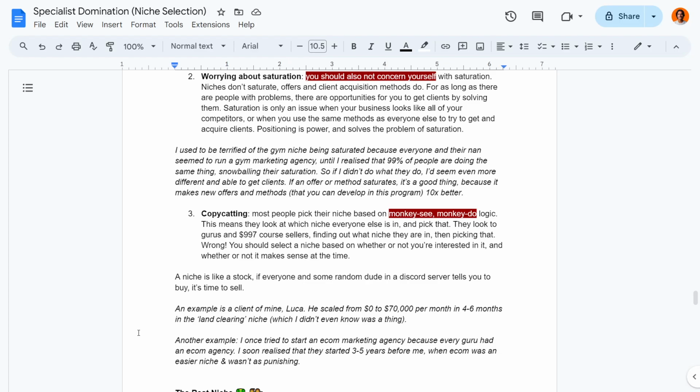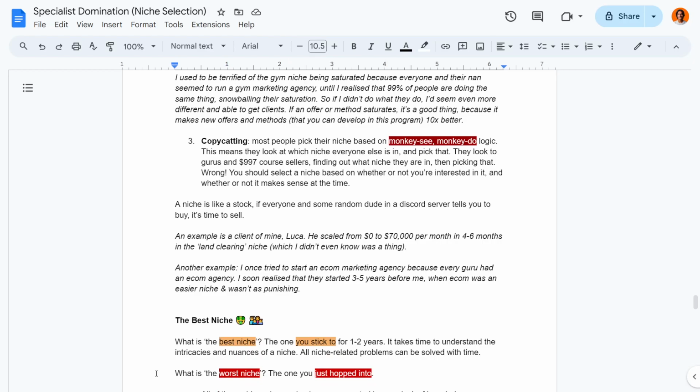Another example is I once tried to start an e-commerce marketing agency because every guru in the agency space, like Iman Gadzhi and all, had this. I soon realized that they started 3 to 4 years before me, and e-commerce was much easier at that time. It was not as punishing, and it did not work out for me.